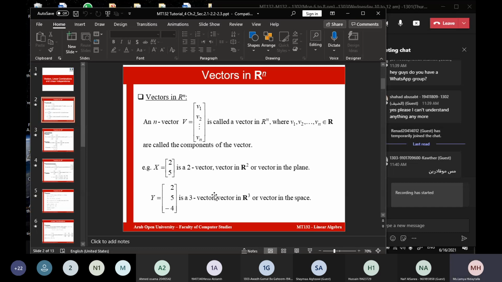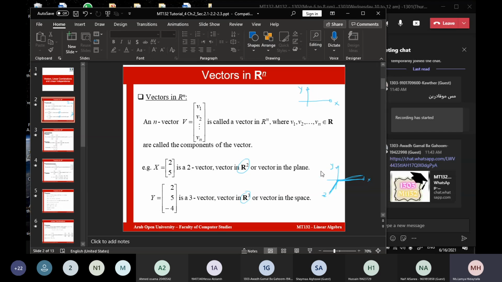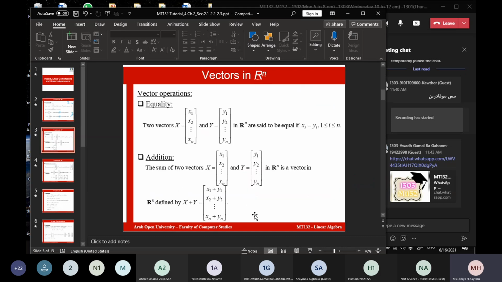Here, R2 means the XY plane, correct? This is the X axis, this is the Y axis. R3 is where we will have the X, the Y and the Z, and so on. So this is a 3-vector in R3, and so on.